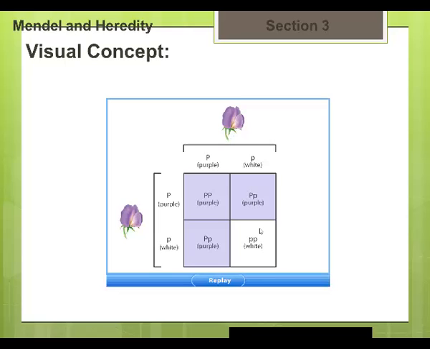So the phenotypic ratio is the trait that is expressed. The genotypic ratio is the genes that are present. So in this case, our genotypic ratio is again 1 to 2 to 1. Our phenotypic ratio is 3 to 1.